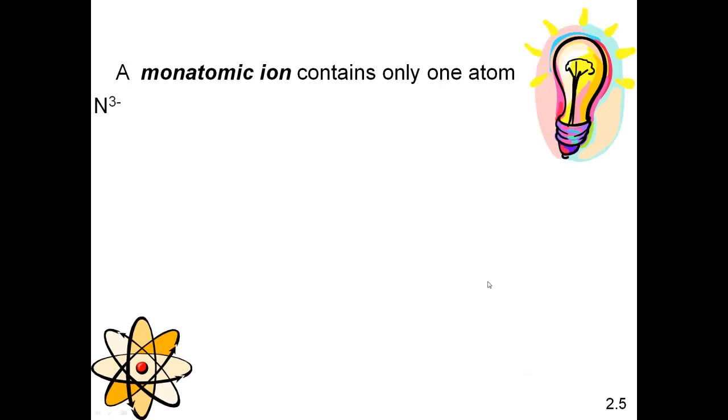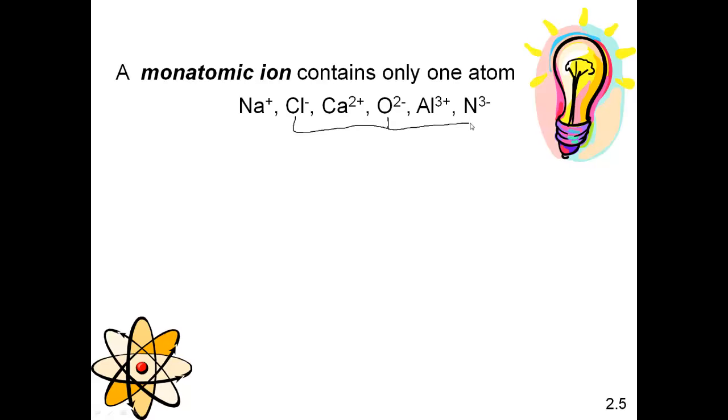A monatomic ion contains only one atom. So these are just elements that have become ions. So sodium, calcium, aluminum ion is what we would name these. However, if it's an anion, its name changes a little bit. What happens? It gets the suffix "ide." So chlorine, instead of saying chlorine ion, we say chloride. Instead of oxygen ion, we say oxide. Instead of nitrogen ion, we say nitride.